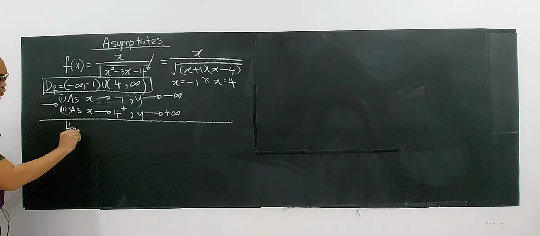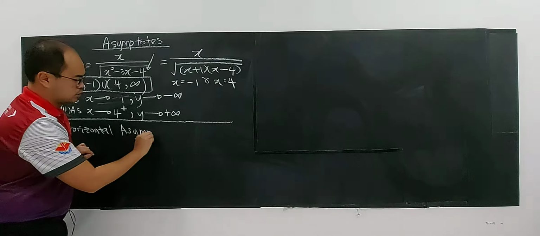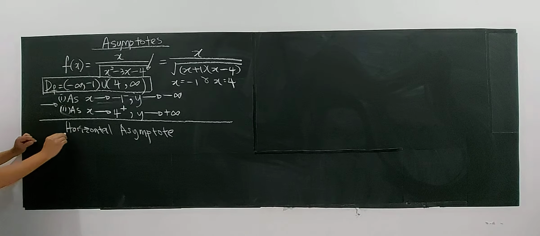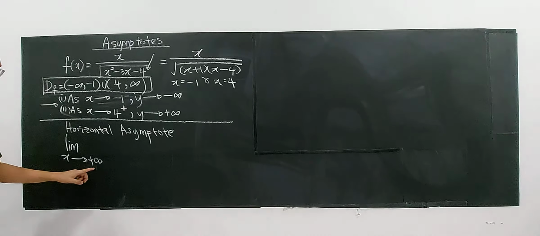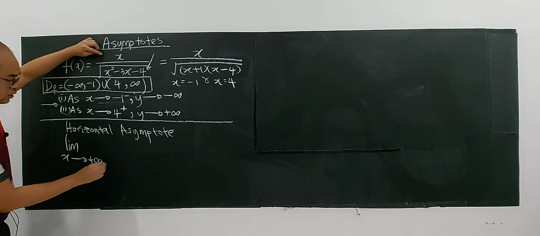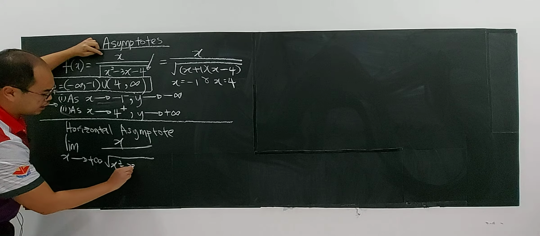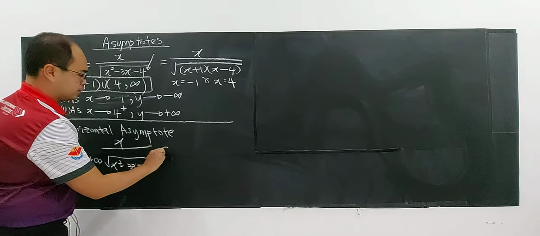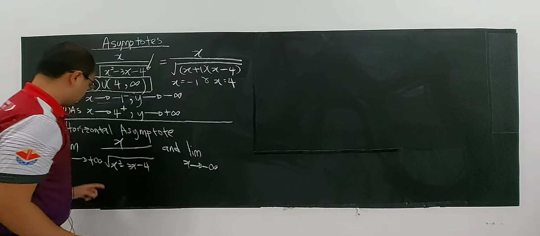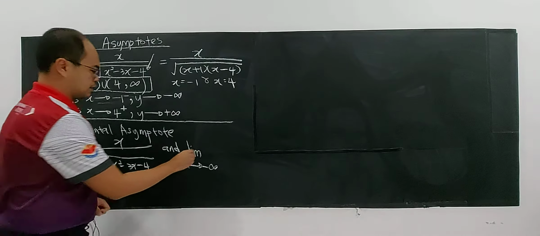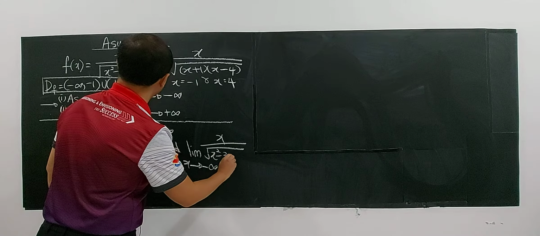For horizontal asymptotes, the procedure is to find the limits as x approaches positive infinity, the limits at infinity for this function, x over the square root of x squared minus 3x minus 4. And you also have to find the limit as x approaches negative infinity, a positive and a negative, for the same function: x over the square root of x squared minus 3x minus 4.